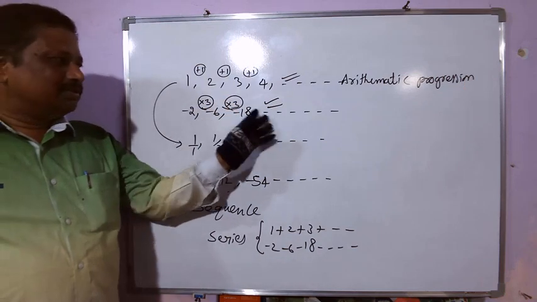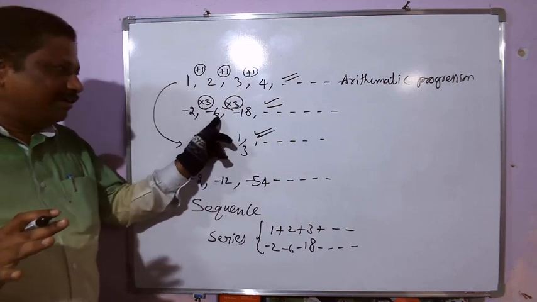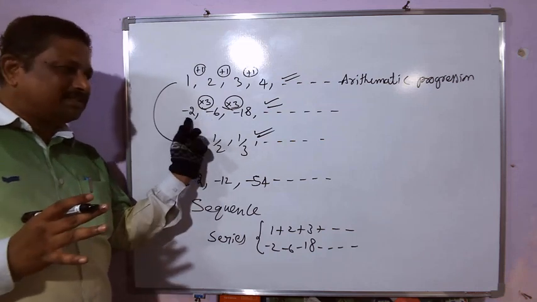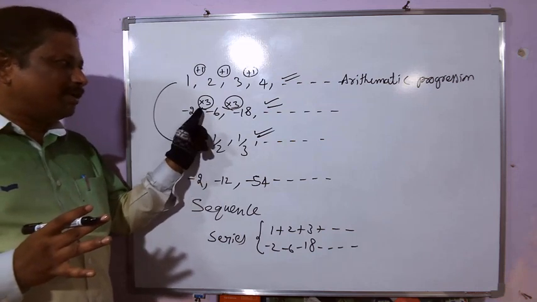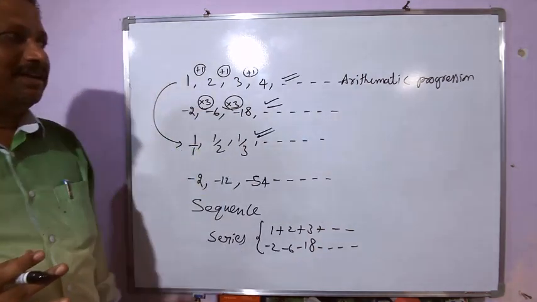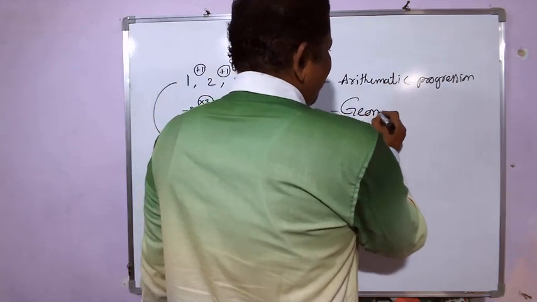All terms are obtained except the first term. We don't know how we got the first term. All terms are obtained by multiplying a constant term to its previous term. This number is obtained by multiplying a constant term to its previous term. So the remaining terms are all obtained this way. This is called geometric progression.